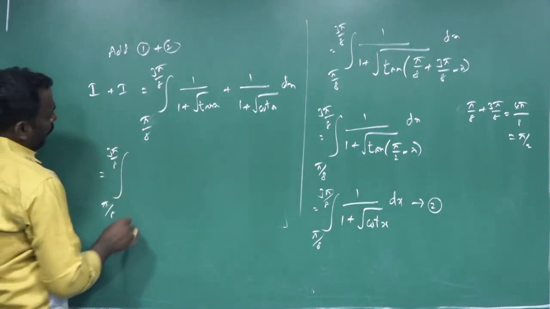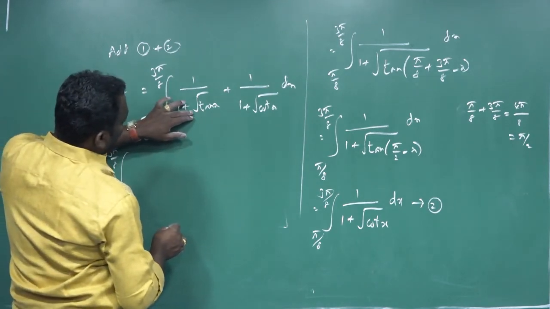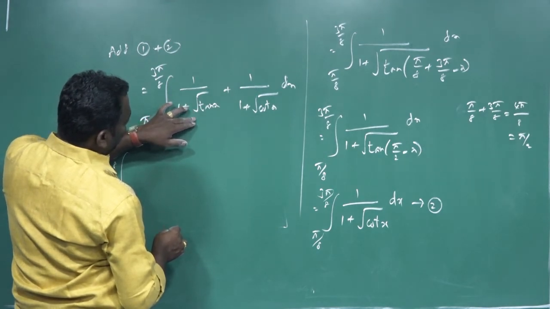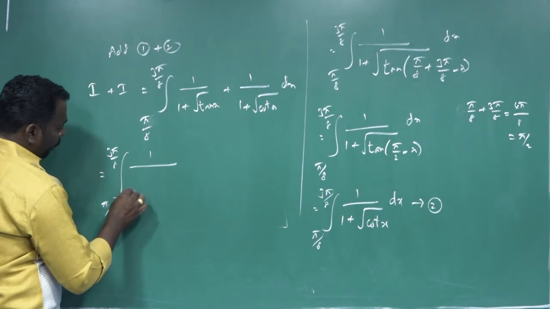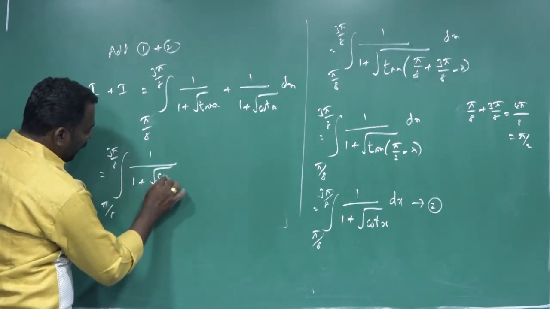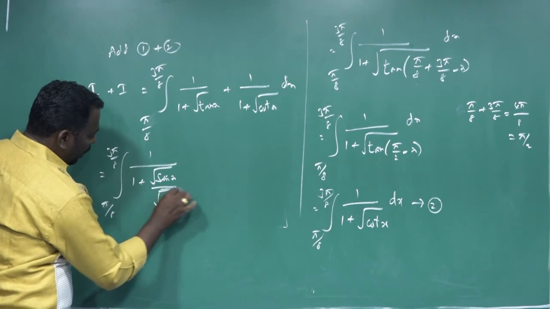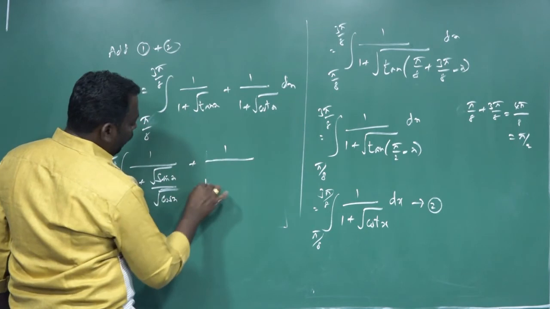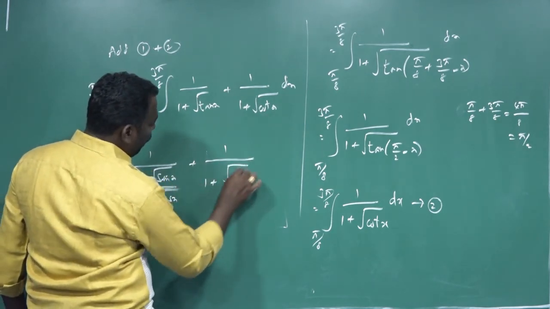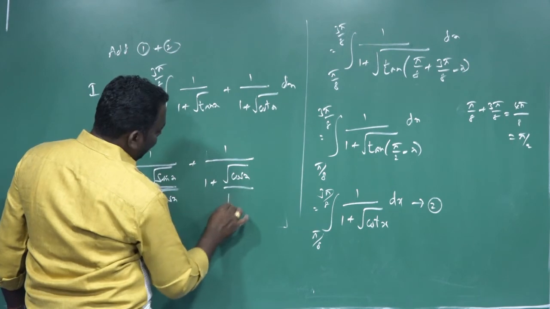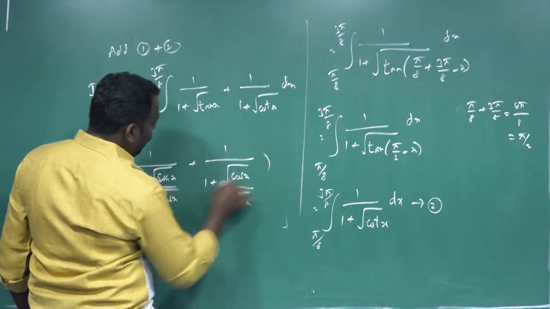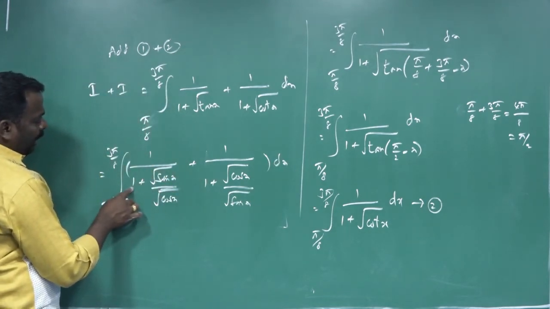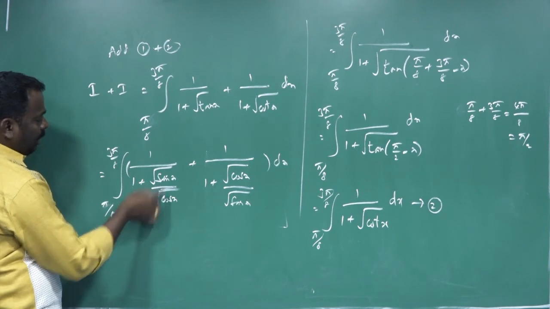Now we can apply root of tan x equals sin x by cos x form. Therefore root of sin x by root of cos x. We get 1 by 1 plus root of sin x by root of cos x, plus 1 by 1 plus square root of cos x by square root of sin x, dx. Now take the common denominator: root of cos x plus root of sin x by root of cos x, the root cos x goes to the numerator.